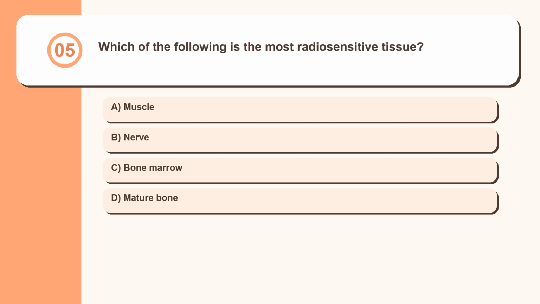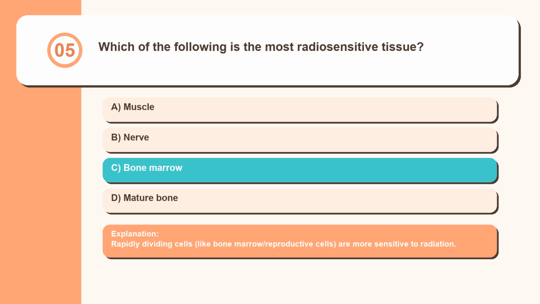Question 5. Which of the following is the most radiosensitive tissue? Muscle, nerve, bone marrow, mature bone. Rapidly dividing cells, like bone marrow and reproductive cells, are more sensitive to radiation.